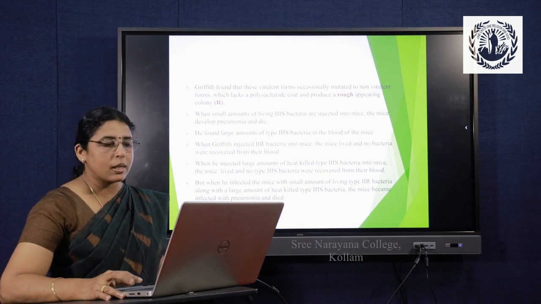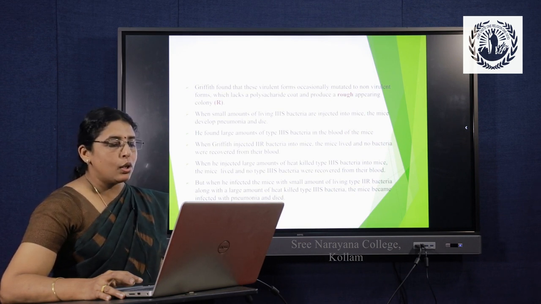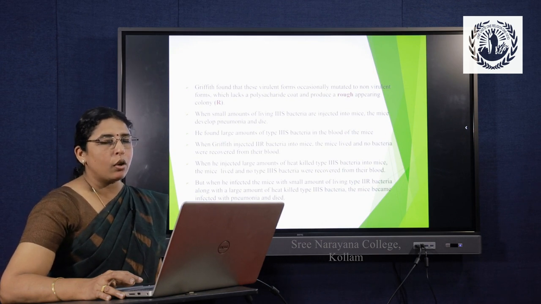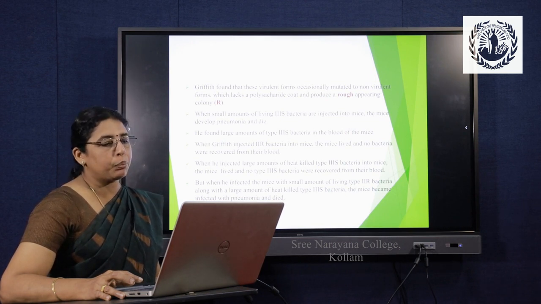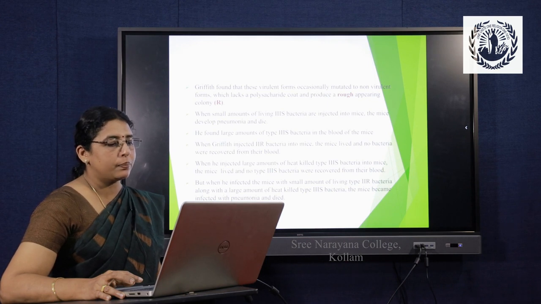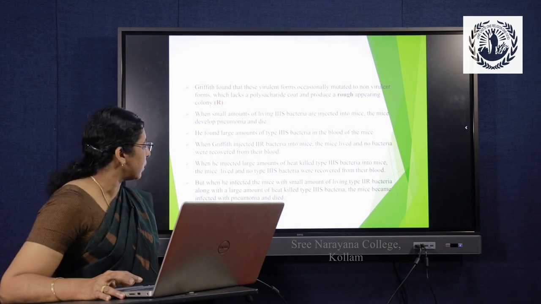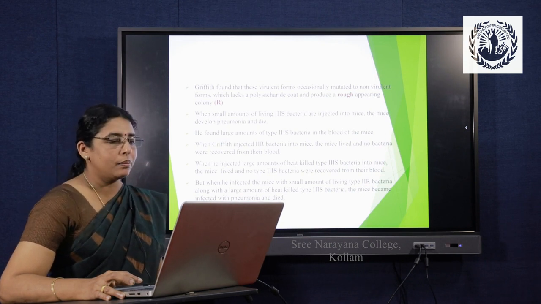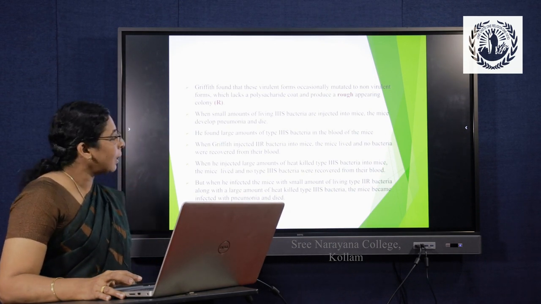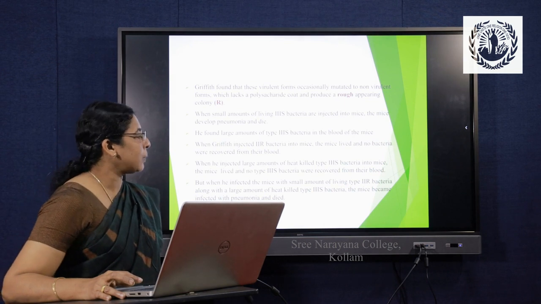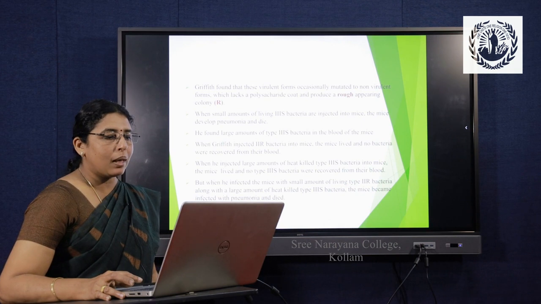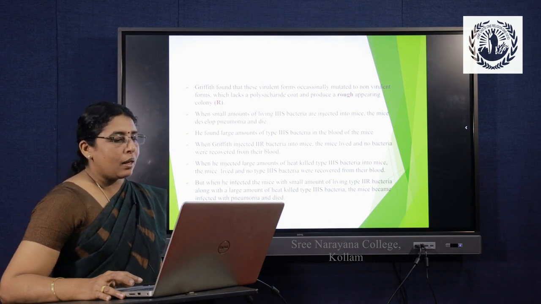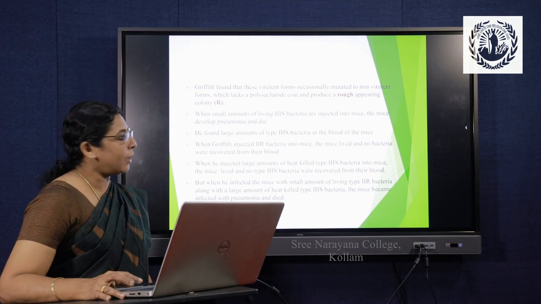In the last set of experiments, he injected a small amount of living type 2R bacteria along with a large amount of heat-killed type 3S bacteria into mice. Then the mice became infected with pneumonia and died. Remember that? Here he used heat-killed type 3S bacteria and living 2R bacteria, but the mice got infected with pneumonia and died.